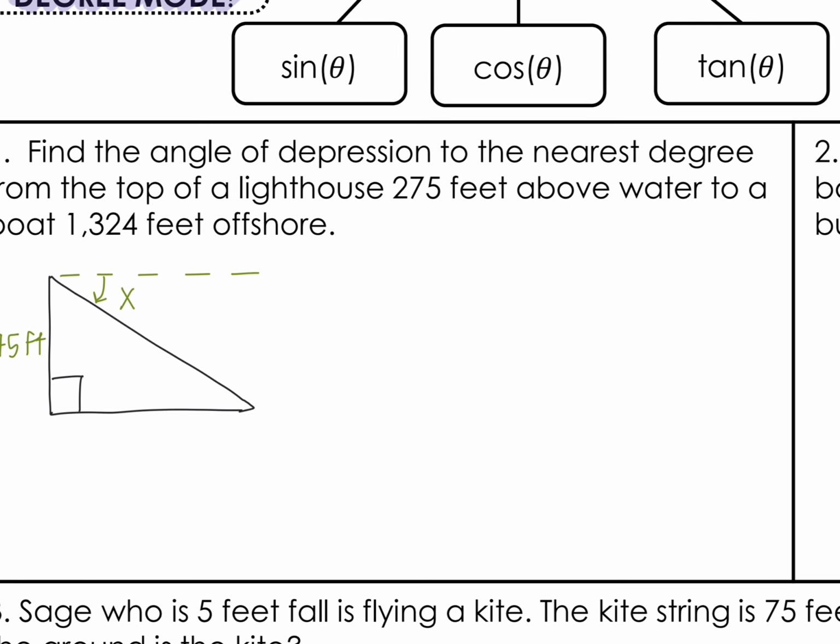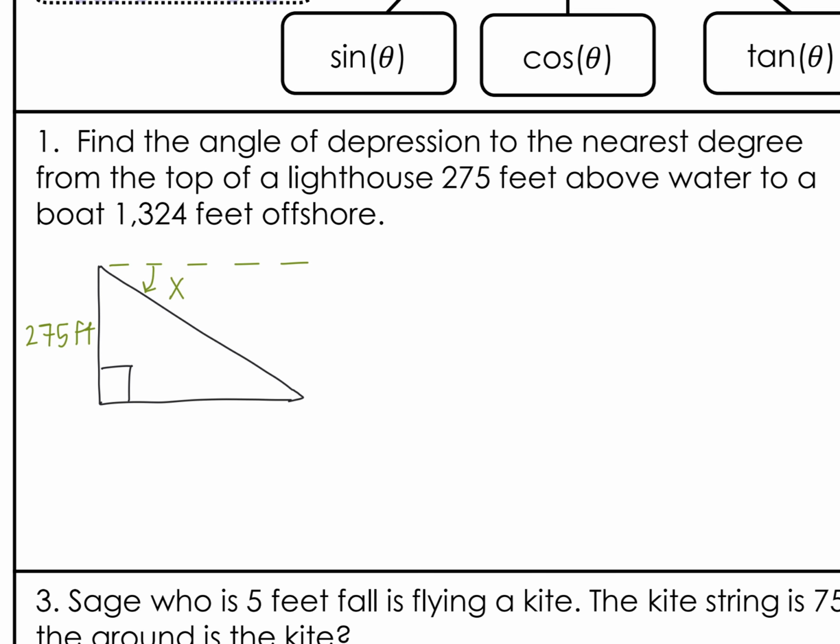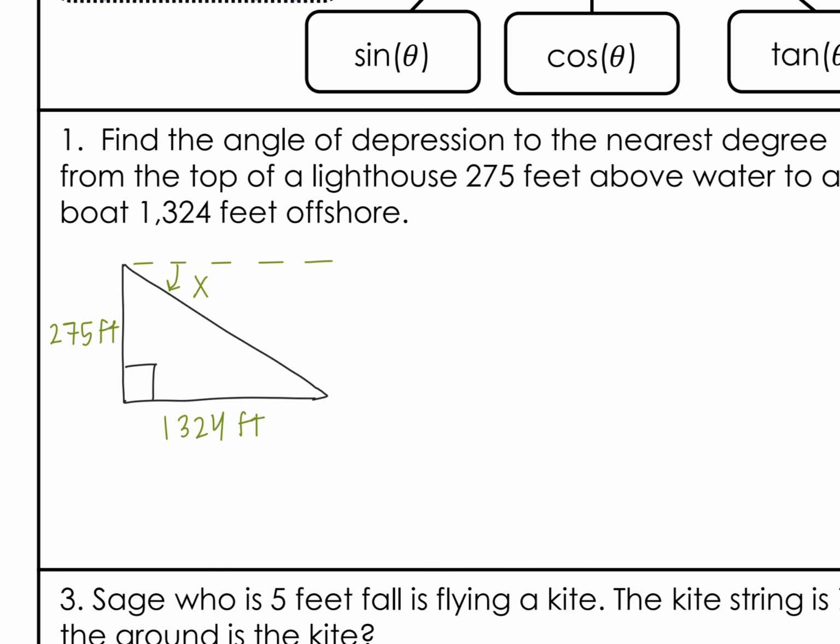To a boat that is going to be offshore with a distance of 1,324 feet. All right, so now that we have everything labeled, like I said, I personally like to put my angle of elevation in here. So I'm going to move that X down here. And so now we just treat it as the rest of our trig.